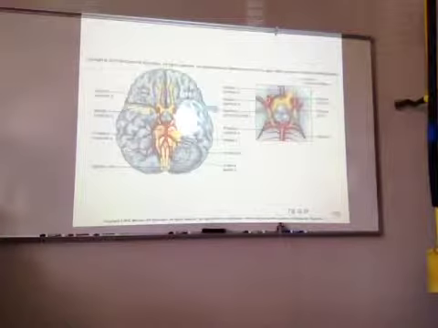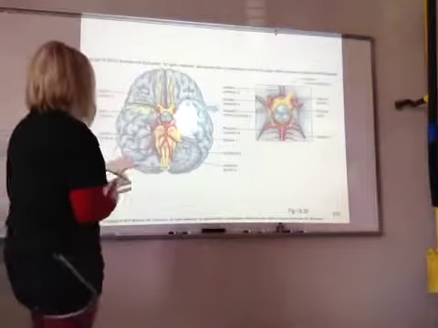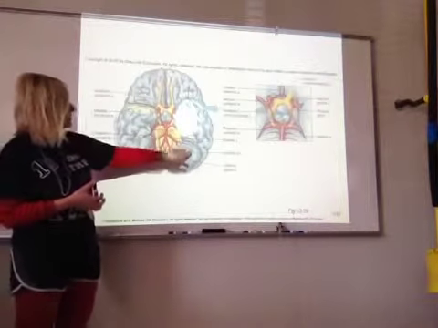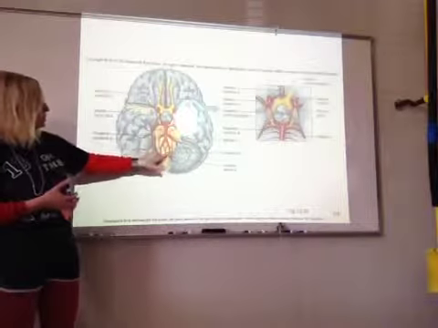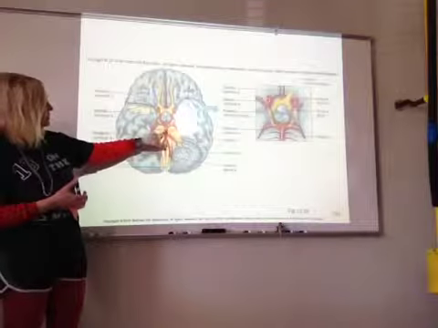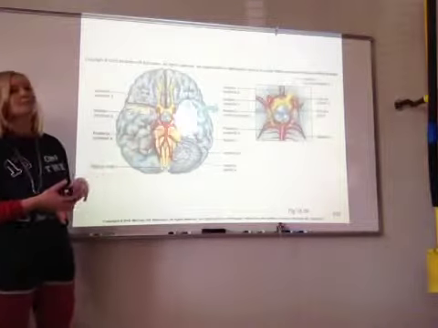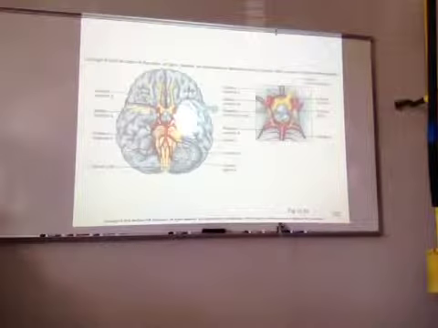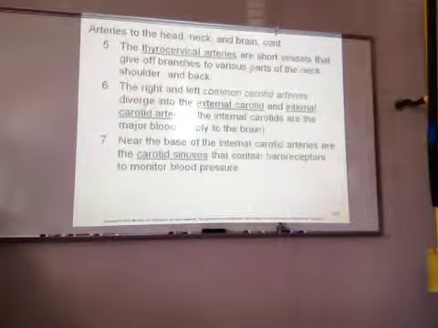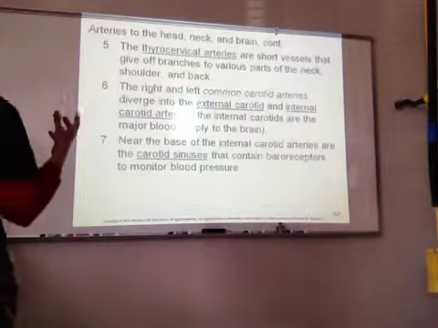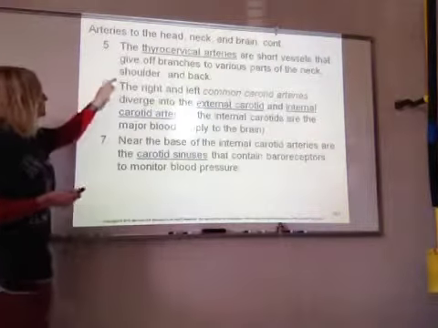So here, I do want you to be aware in your brain you do have blood vessels. So here's those vertebral arteries that are going to branch up, becomes the basilar artery, and then that's going to branch off into many arteries that are going to feed or take blood to your brain. Thyrocervical arteries are short. These I won't have you label.